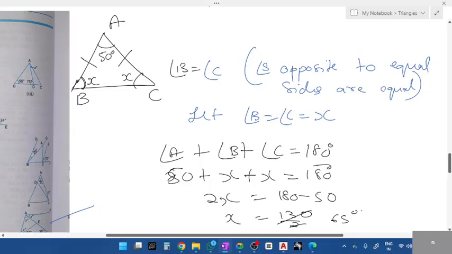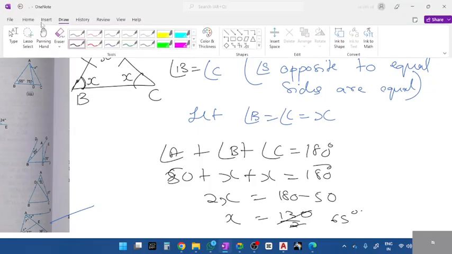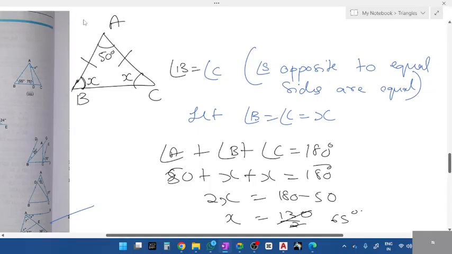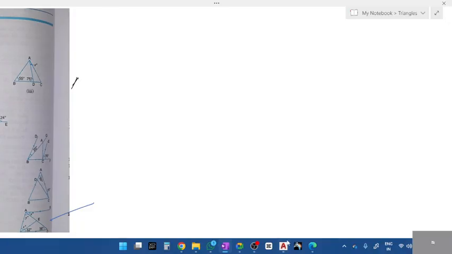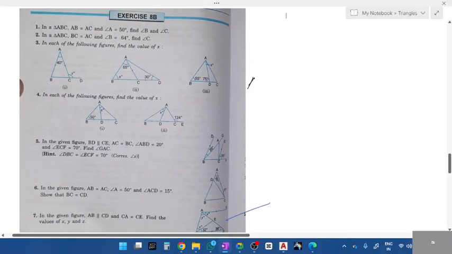Will you try the second question? Can you draw the diagram and try the second one? Each question will get 3 marks. Very important concept. This exercise is very important in triangles. So the first topic was congruency. If you feel congruency is tough, go through basic questions. Practice this 8B. The entire thing will be solved.